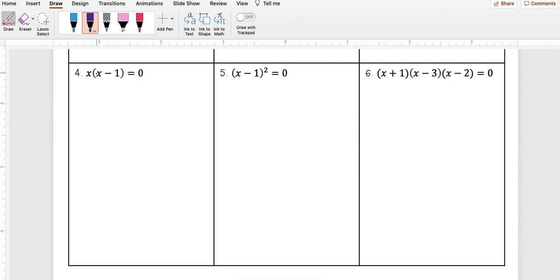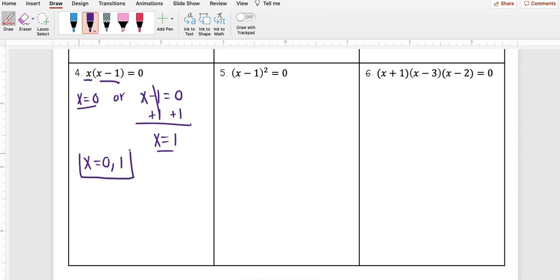Since these do both multiply to get to 0, by my zero product property, that means that either x is equal to 0 or x minus 1 equals 0. That first one is already solved. This next one, I just need to add 1 to both sides. I get x equals 1. And then remember to put your two answers together. So I have x equals 0 or 1.